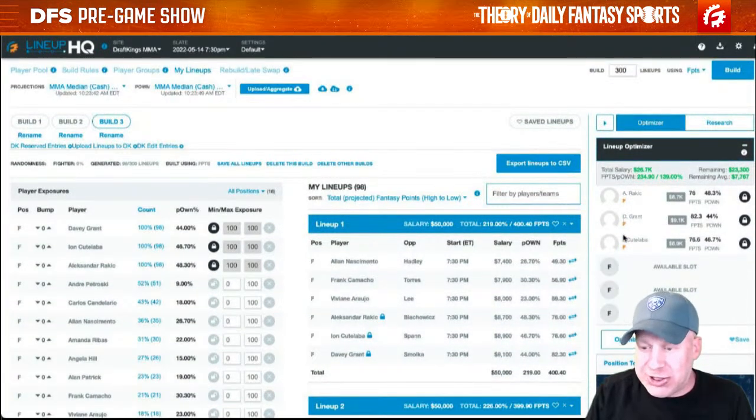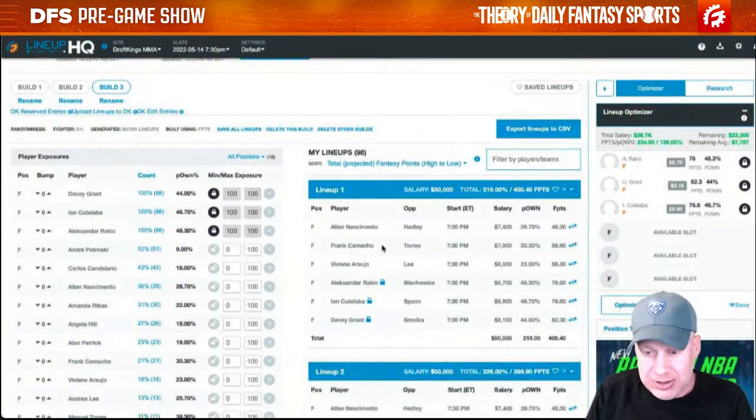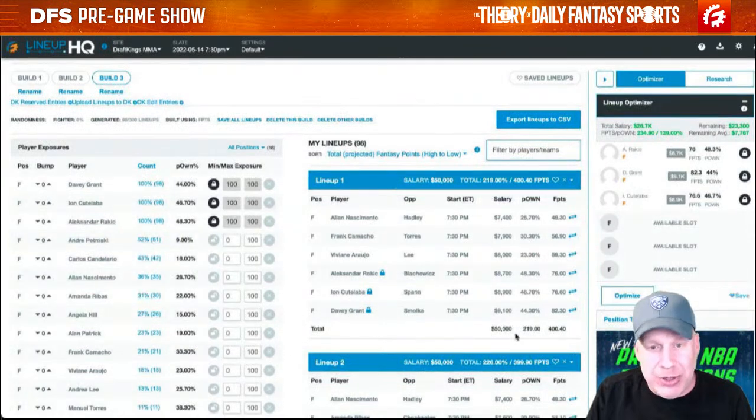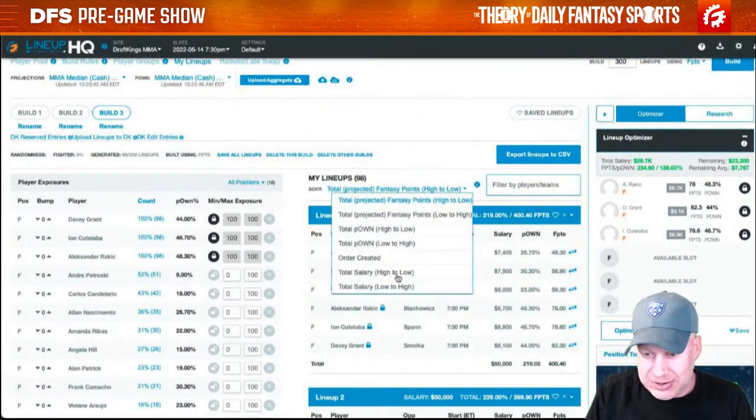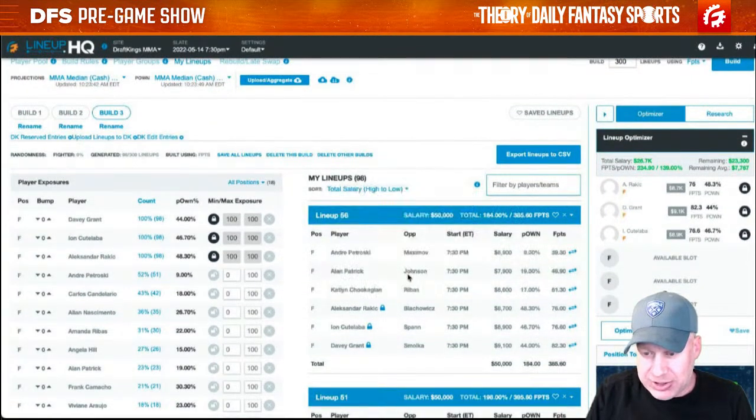Stone chalk. We're playing a stone chalk construction. The top projected lineup is Nascimento, Camacho, and Araya. This lineup will be duplicated a million times. There will be a ton. Don't play this lineup in large field GPP, right? So now we're going to go by salary. I'm going to start getting rid of lineups.